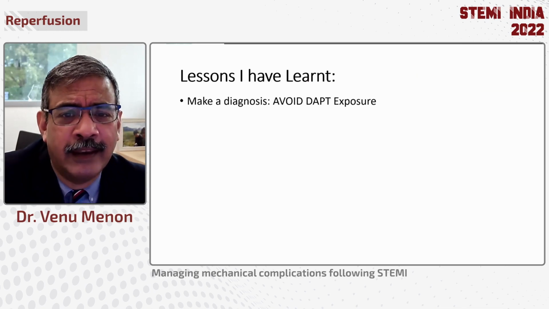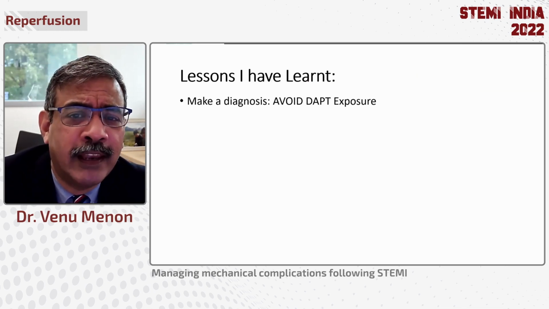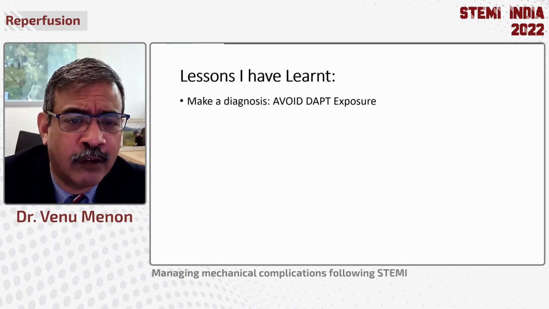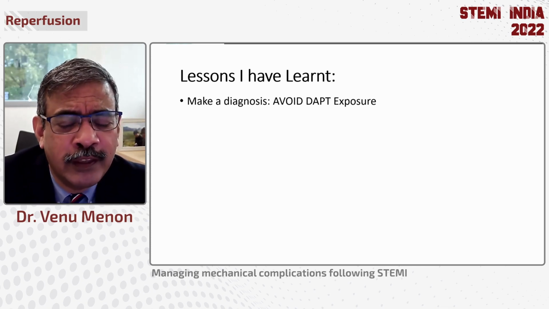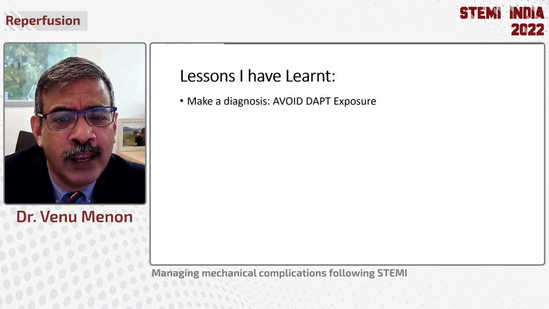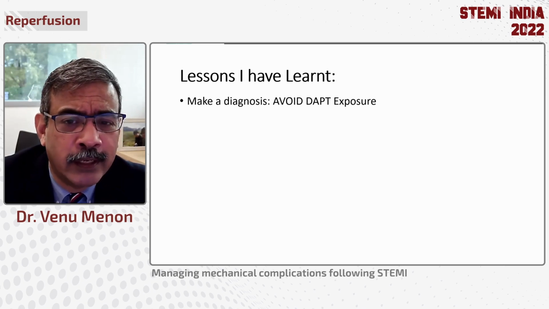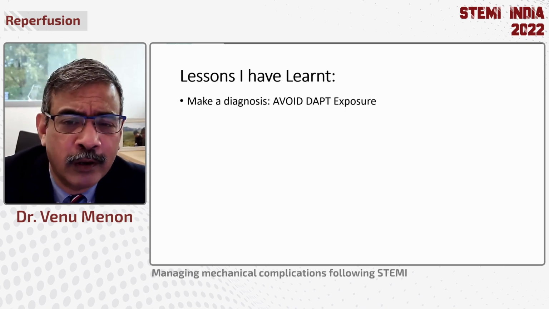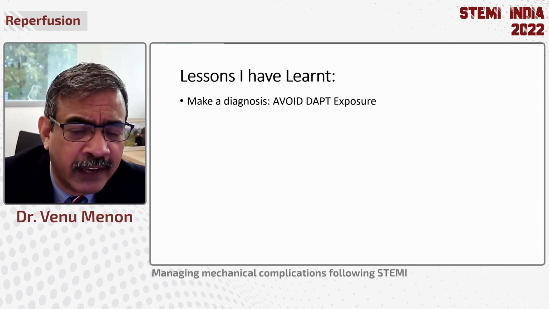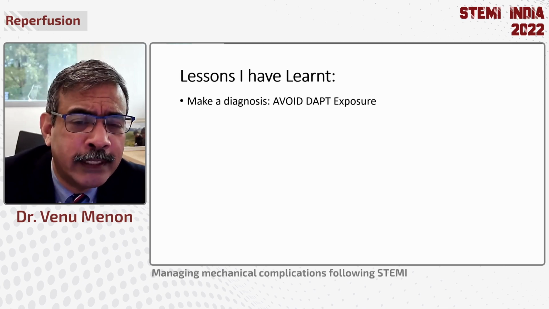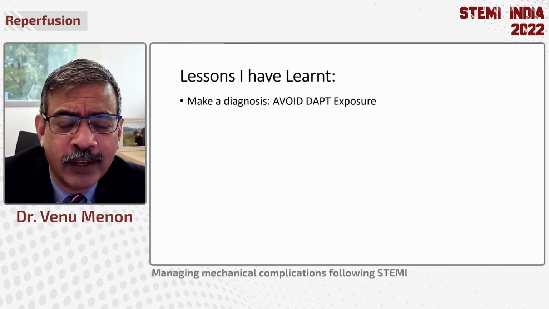So that being said, let me talk about some of the lessons I have learned over the years in the management of mechanical complications. So the first thing I would say is make a diagnosis, because once these people come in with an acute myocardial infarction, I can't tell you how many times they come in with a small inferior MI, they have a nice systolic murmur of a ventricular septal rupture, and they go immediately to the cath lab because of ST elevation.